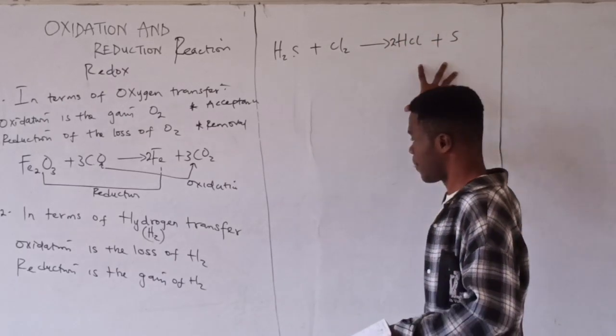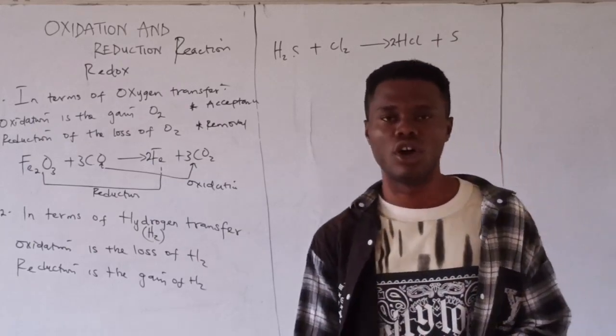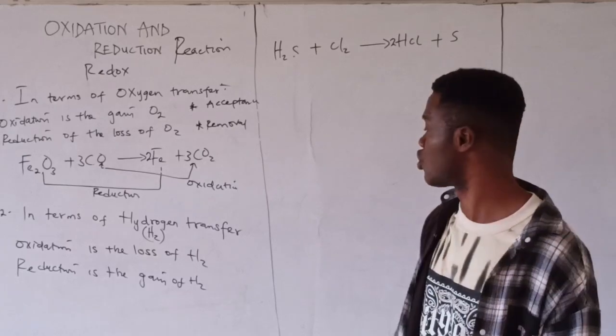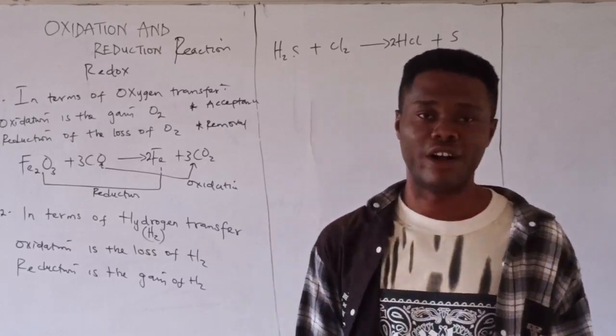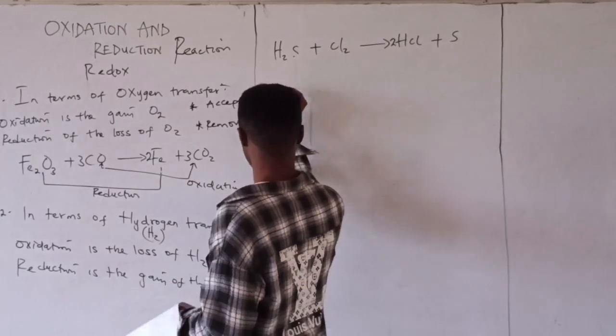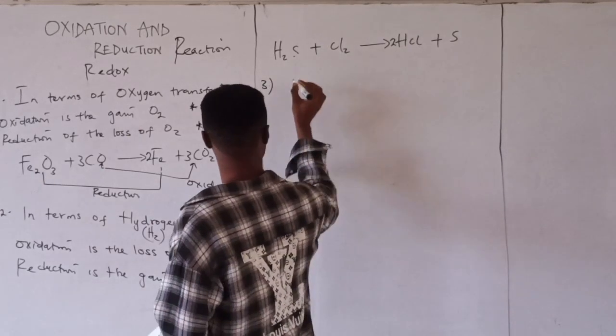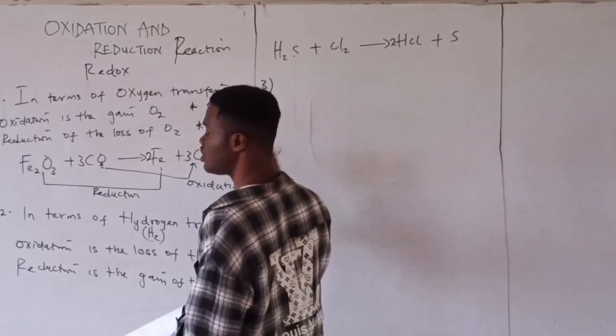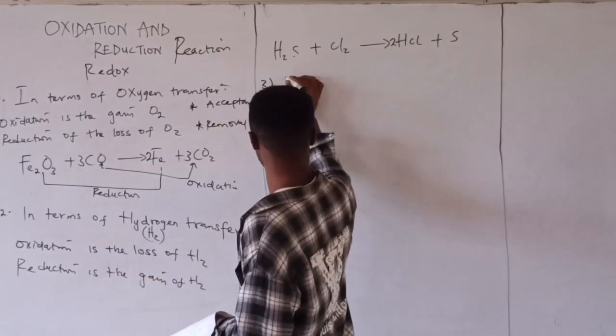So this is a very typical example of how to understand oxidation and reduction in terms of hydrogen transfer. Alright? So the third term we are going to look at now is oxidation in terms of increase in oxidation states.